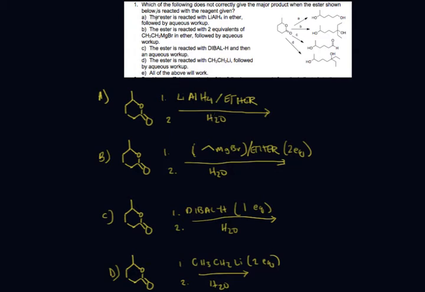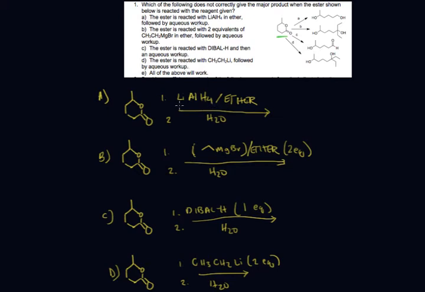So, anyway, number one says, which of the following does not correctly give the major product when the ester shown below is reacted with the reagent given? So this is the ester. I copied it for A, B, C, and D and then put the reagents respectively here. So A says the ester is reacted with lithium aluminum hydride in ether followed by an aqueous workup.